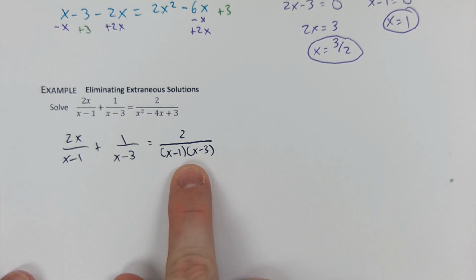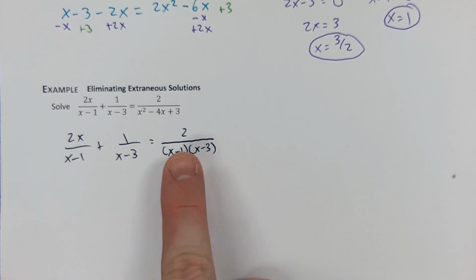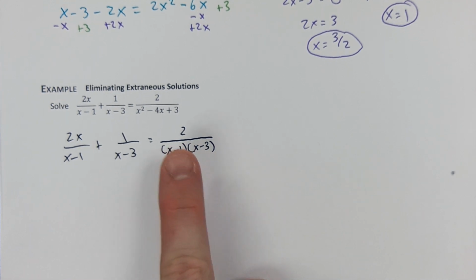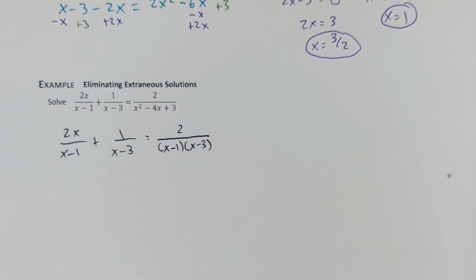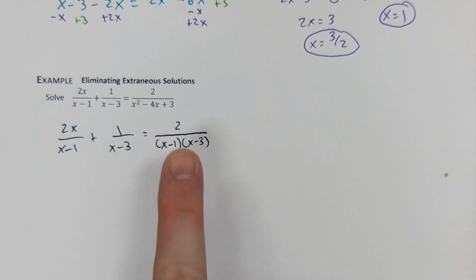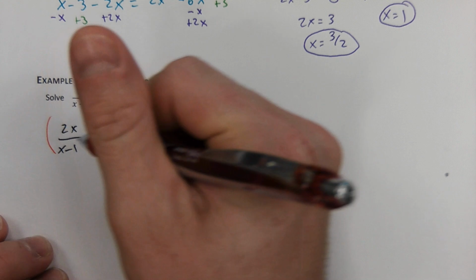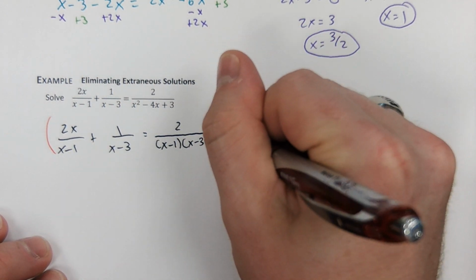Is this denominator missing anything? Is it jealous of anybody? No. If the answer is no, that means that is your least common denominator. The moment you have a denominator that you can say it's not missing anything, that is the least common denominator. So since it misses nothing, that's the least common denominator. That is what I'm going to distribute across all 3 things.